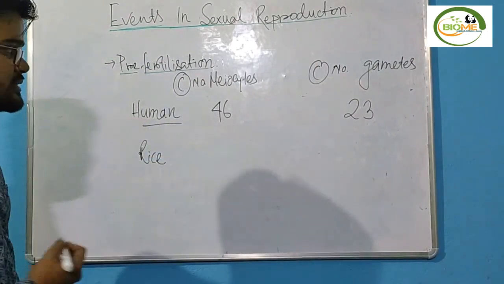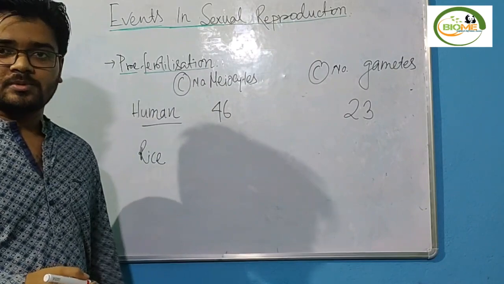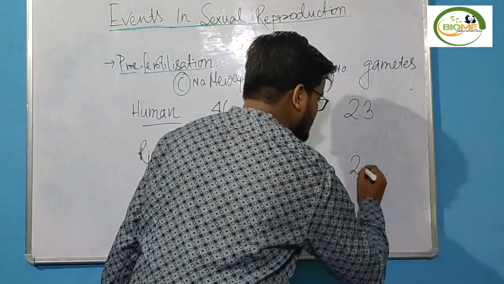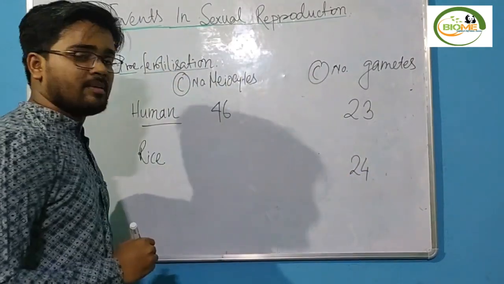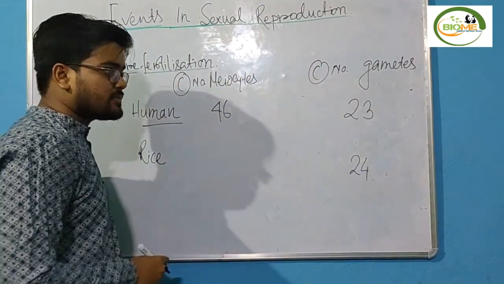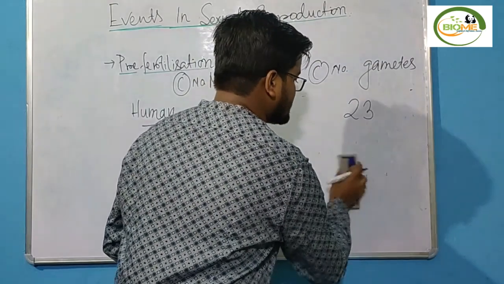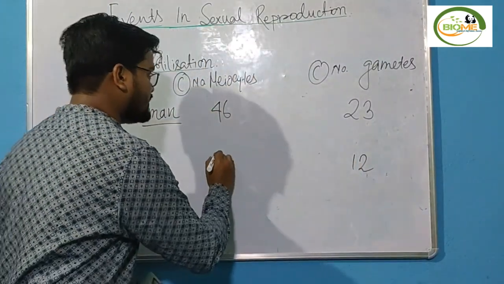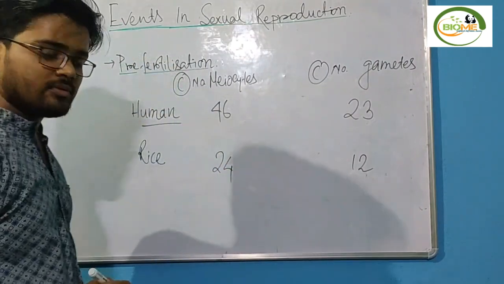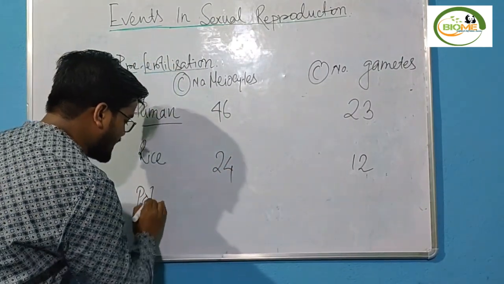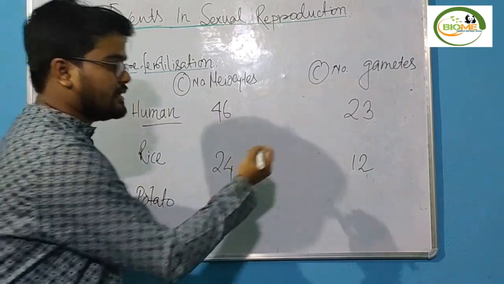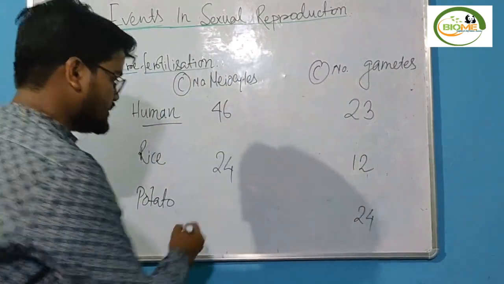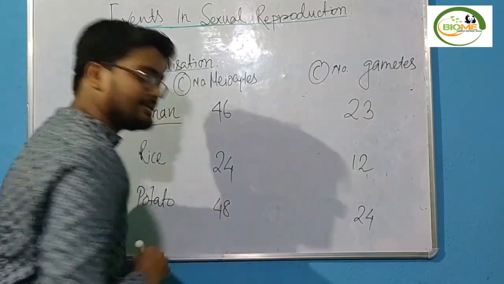Okay, in case of rice, in total how many chromosomes will be present? In case of rice, the total chromosome number is 24 in gametes. Okay, 24, sorry, it is not 24, it is 12. And in the meiocytes there will be 24. Okay, in case of potato, in their gametes there will be a total of 24. So here it will be 48.